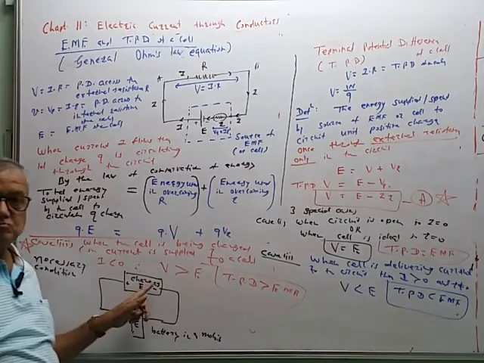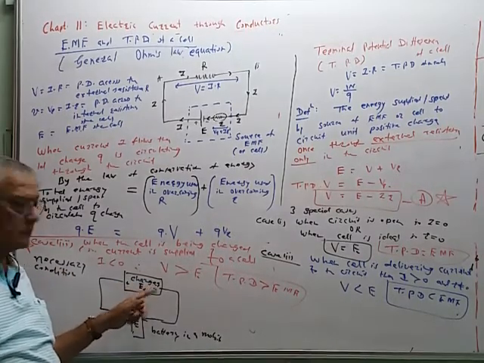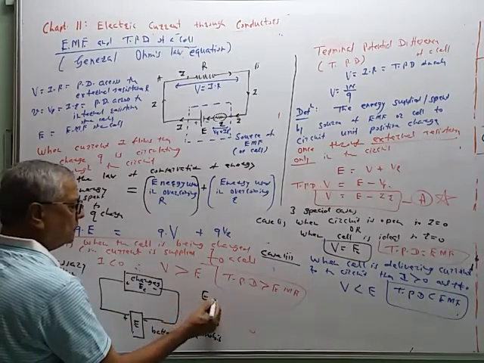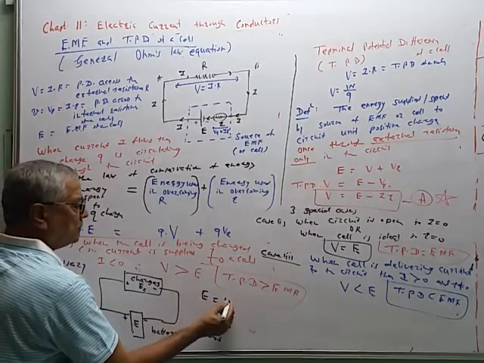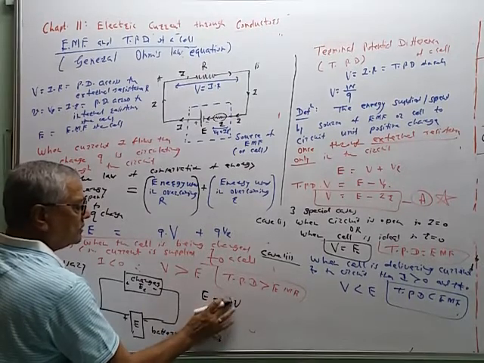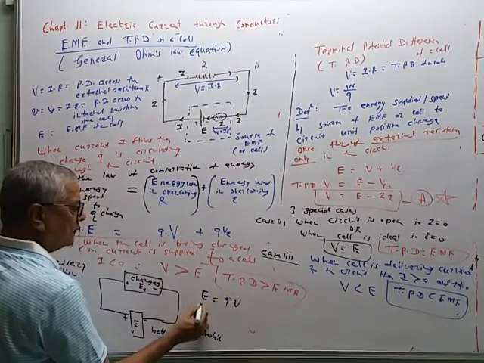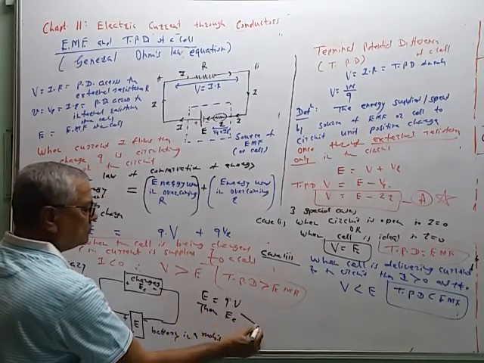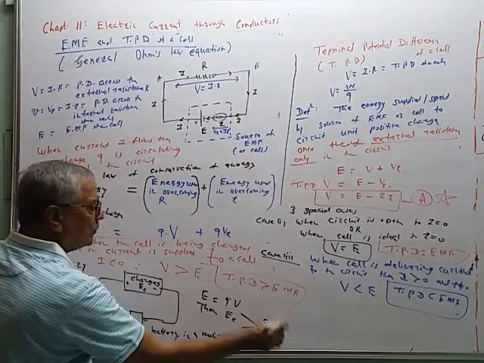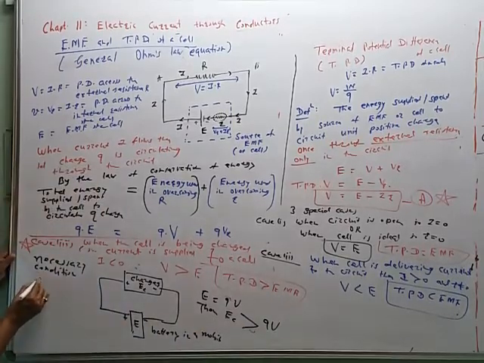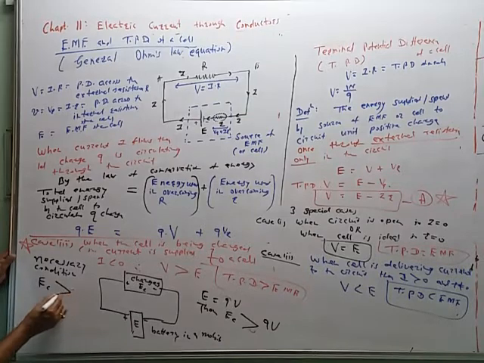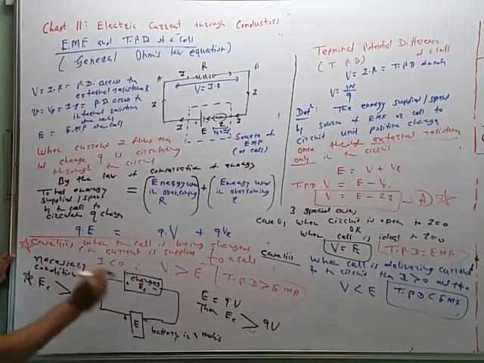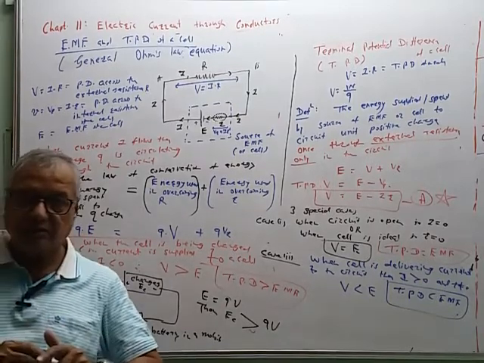Necessary condition. What is the necessary condition? If the mobile battery is of, say, EMF 10 volt, generally it is a 9 volt battery, then the EMF of the charger battery must be greater than 9 volt. So the necessary condition is that the EMF of the charger circuit must be greater than the EMF of the mobile battery. Then and then this mobile battery will be charged.